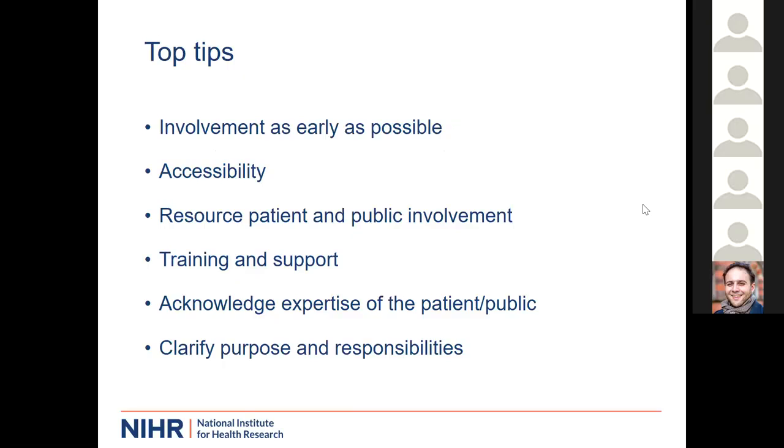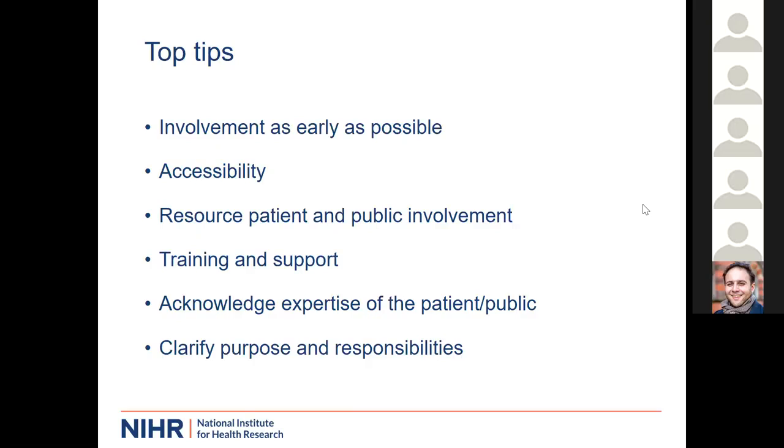Too often, I think we expect people to understand the language and jargon of the research world, rather than recognising the fact that we need to find different ways of explaining things. Making sure you've got enough resources for public and patient involvement. That involves requiring the thinking and planning far in advance of the project itself. Make sure you build it into your proposal and make sure you have a budget for it.